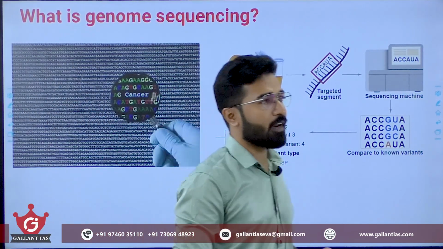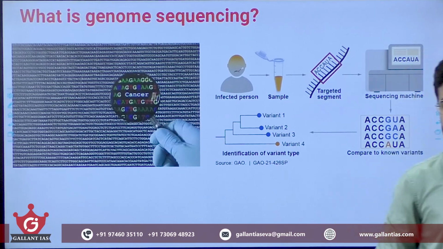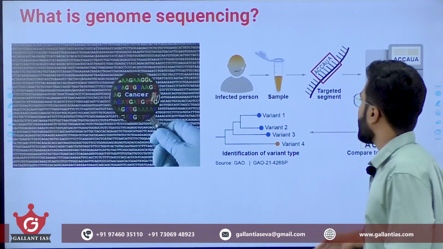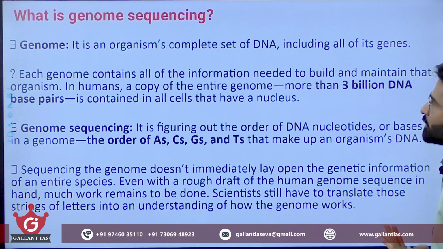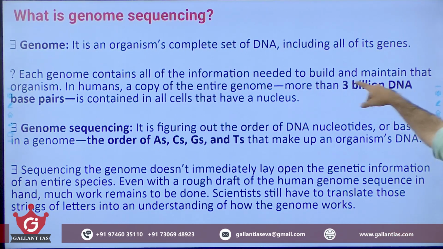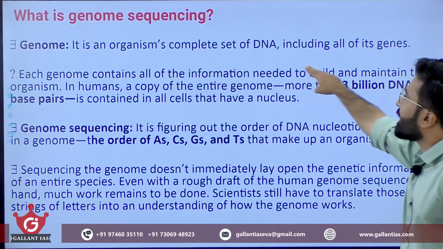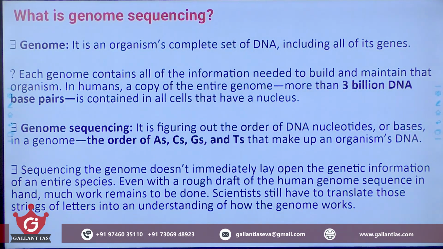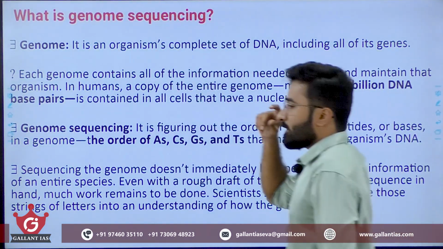If the order is different, they need to develop a new vaccine, because the old one may not be applicable for that particular virus. So this is one application of genome sequencing. So what is a genome? First of all, it's an organism's complete set of DNA including all of its genes.